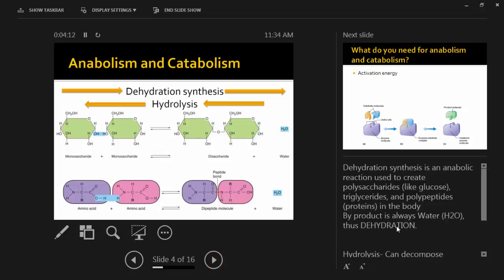Now the dehydration synthesis reaction, I have the arrows going this way. And for these two reactions, those are the ones going this way. And this is the anabolic reaction. So here you have two separate monosaccharides, and they go through dehydration synthesis, arrow going this way, and you end up with a disaccharide and water.